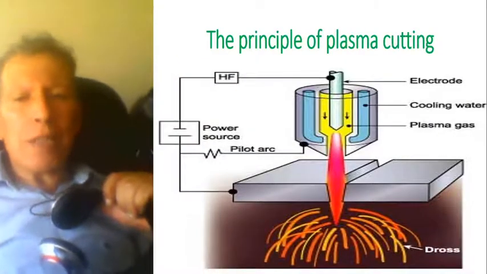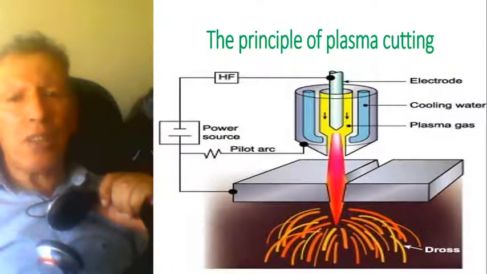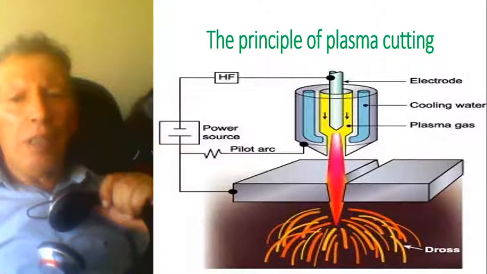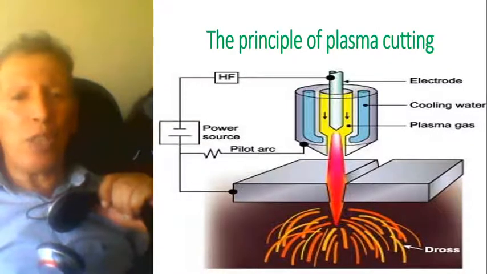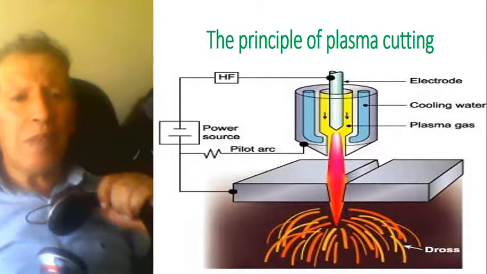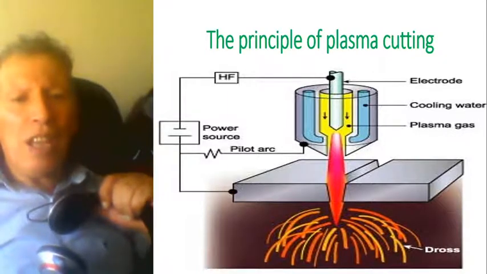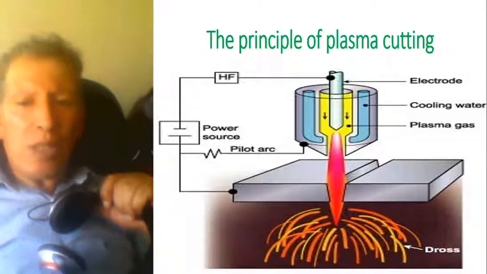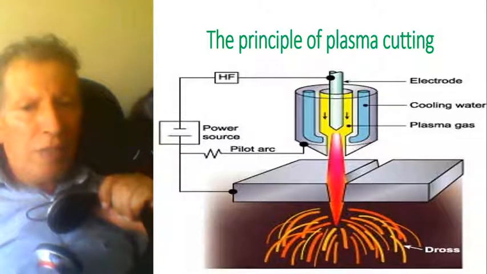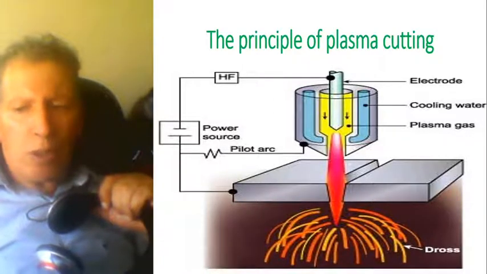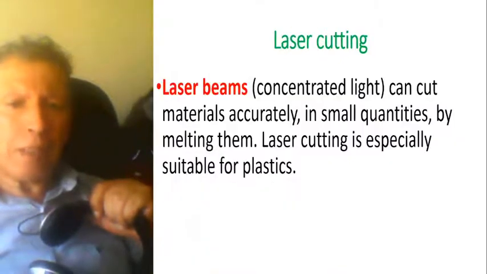The principle of plasma cutting, as I explained just now: the electrode in the middle. There is a cooling water around because of the high temperature, we need to cool the system, the power source, and the arc. And as you can see, the flame which cuts through the workpiece.